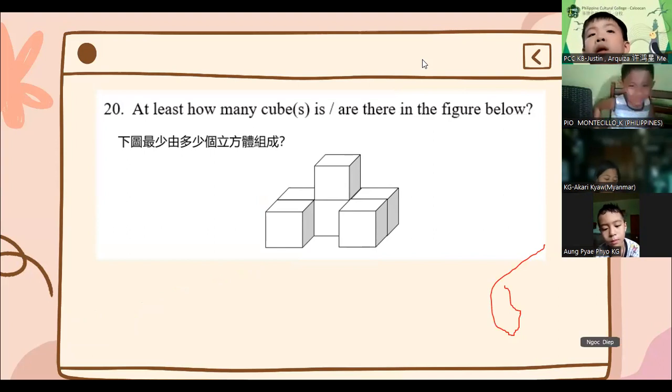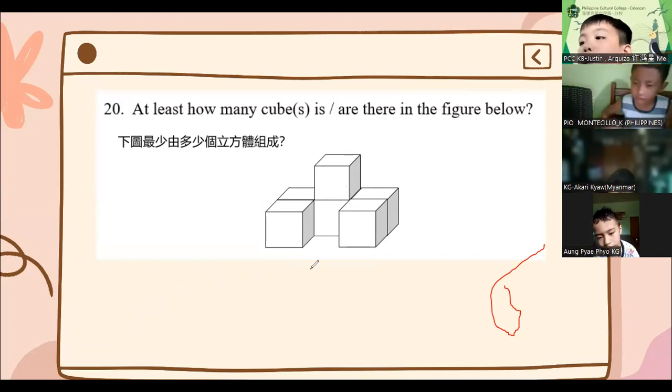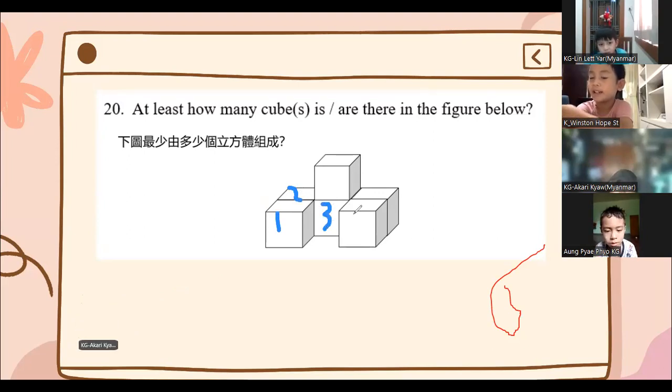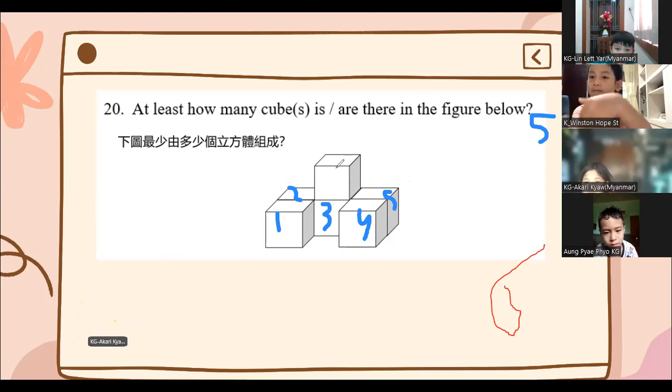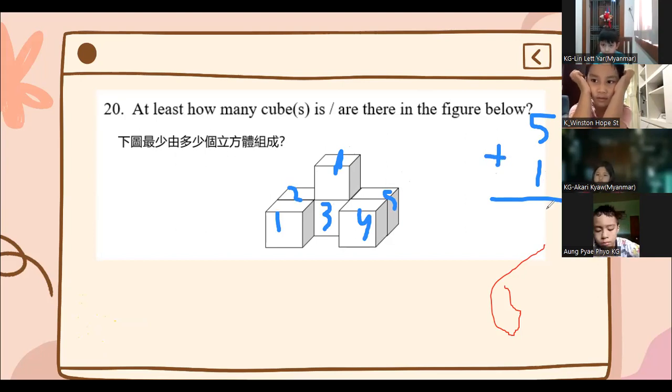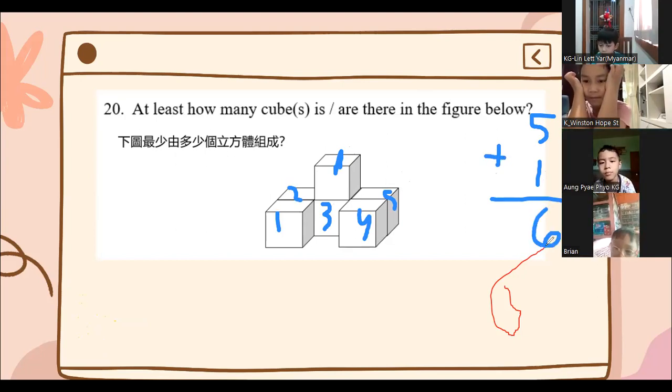So you can start counting from the bottom part, the bottom layer. Okay, so let's start from that. How many cubes do we have here? We have one. We have two. We have this one. Four. And then you have five. So for the first layer, you have 5. And then for the second layer, you have? How many? Second layer. 1. Very good. You only have 1 here on the second layer. Okay, so if you're going to combine this to get the total, it's just 6. Okay, so therefore, the correct answer for question number 20 is 6.